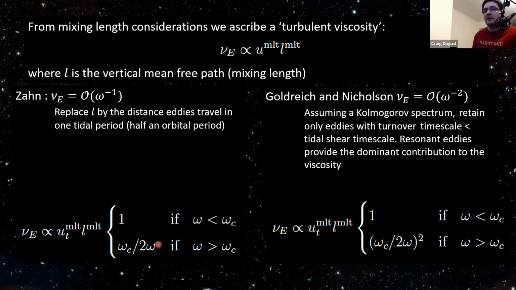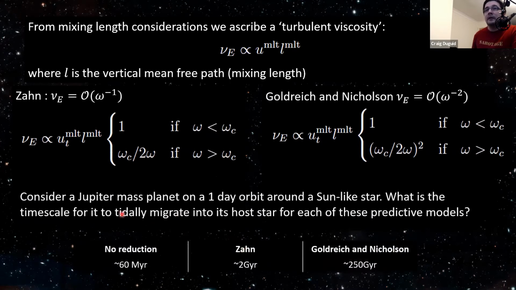And the consequence seems to be just the power here is either a 1 or a 2. So if we do a back of the envelope calculation and we consider a Jupiter mass planet on a 1-day orbit around a sun-like star, which is analogous to WASP-12b, and we do a quick calculation on how long it would take for that planet to migrate into its host star, given these different prescriptions, then the mixing length prediction is considerably quicker than the other ones.